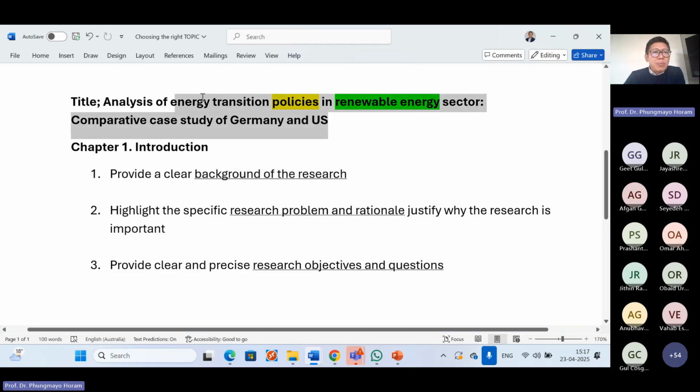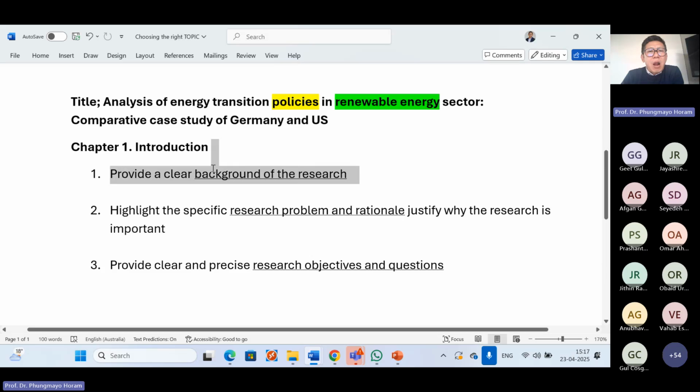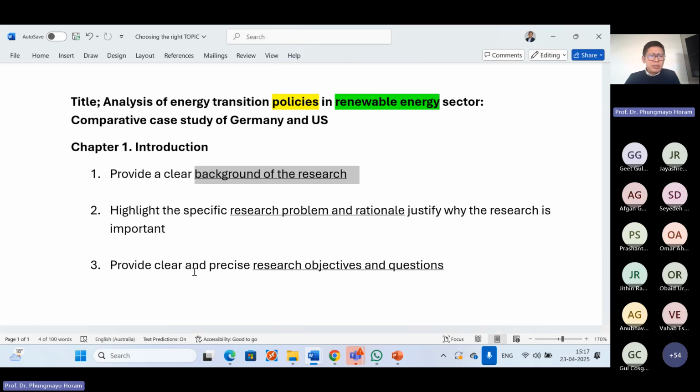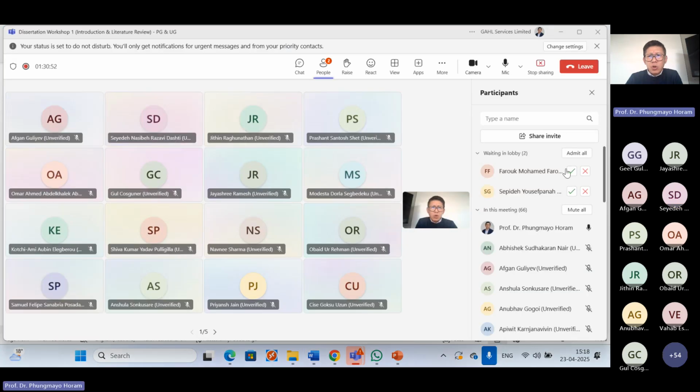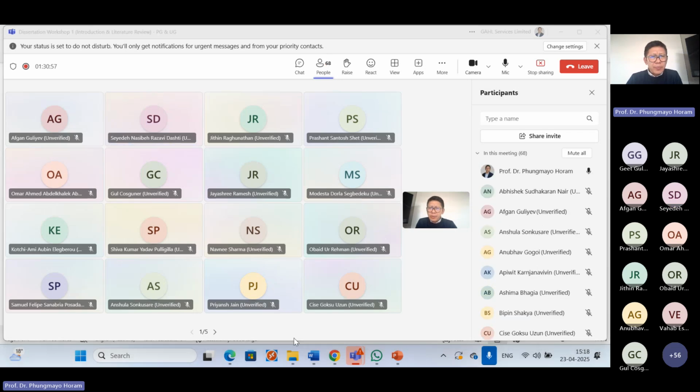Now let's take an example of this title: Analysis of energy transition policies in renewable energy sector, comparative case study of Germany and US. What could be the background of this research? Anyone? Yes, Professor. How would your background look like, and how would your research problem and rationale look like?